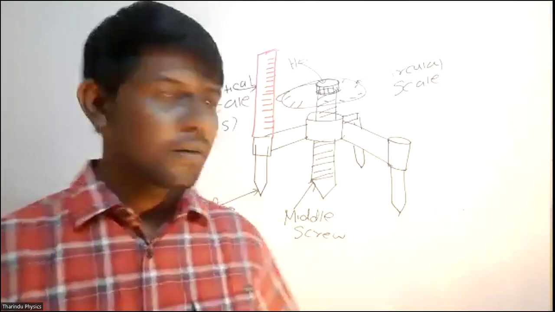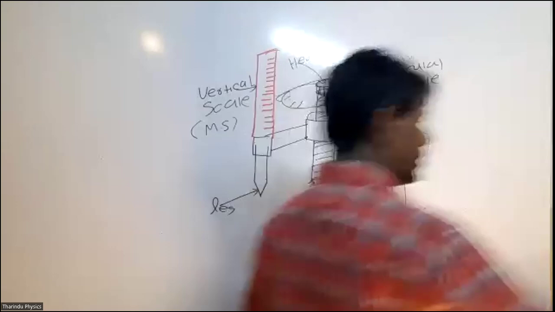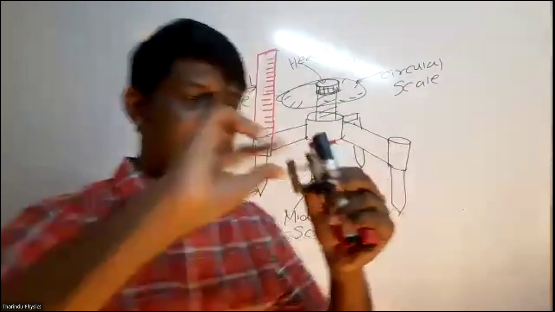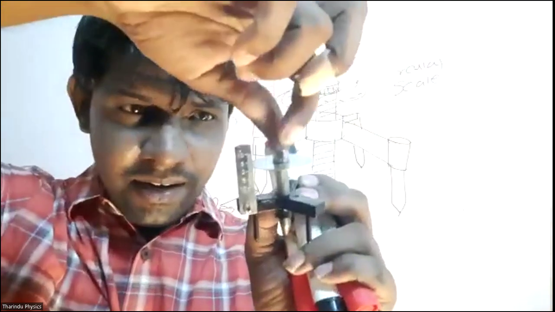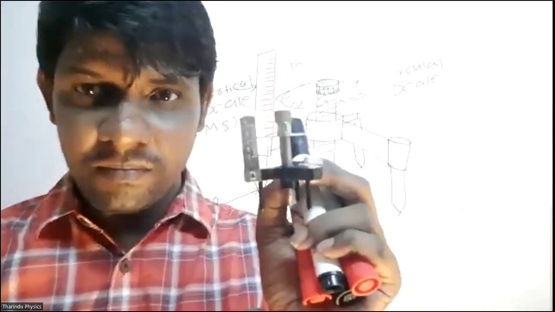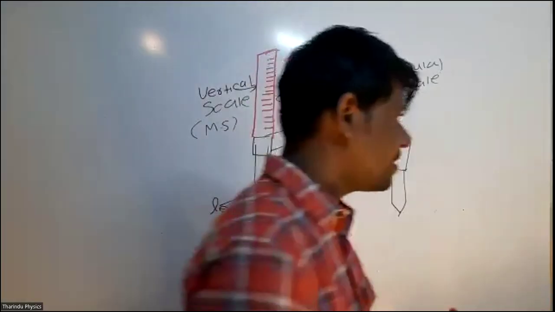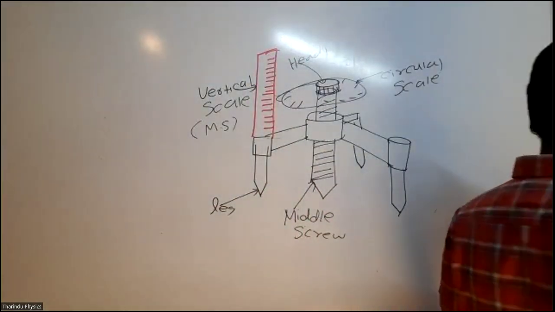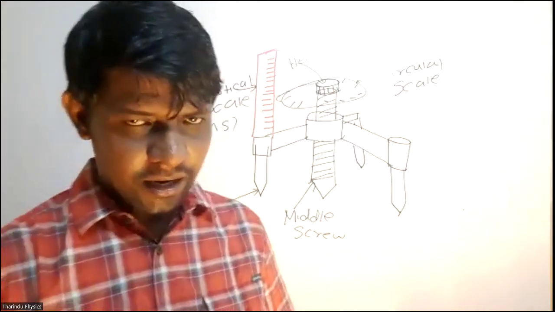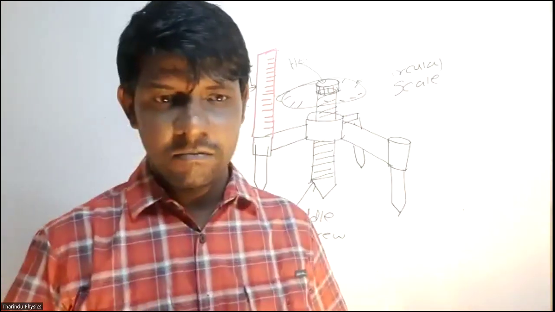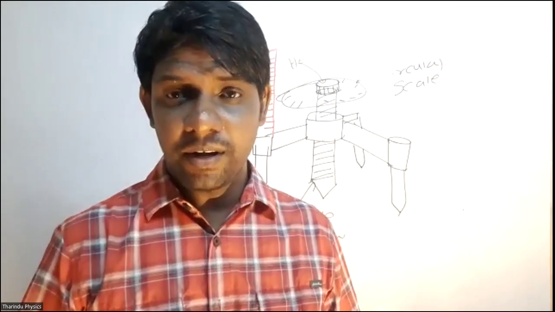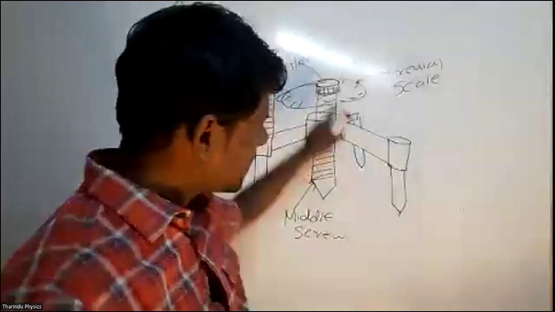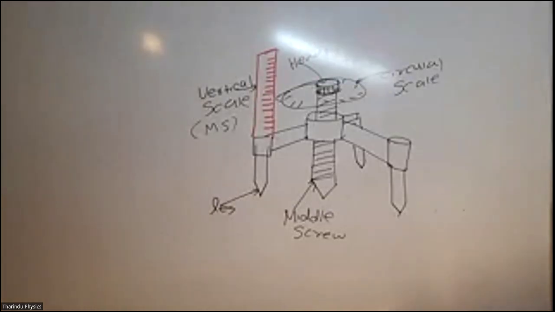Okay. Now have a good look. I will show you this one with the real stuff. See the legs, the middle screw, the circular scale, the head, and the vertical scale. Very simple structure. Now write how to read a spherometer. How to read the spherometer.